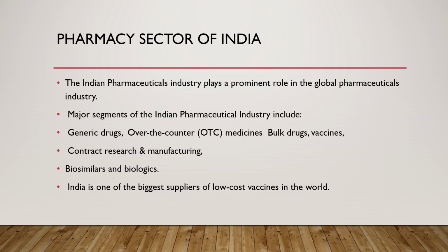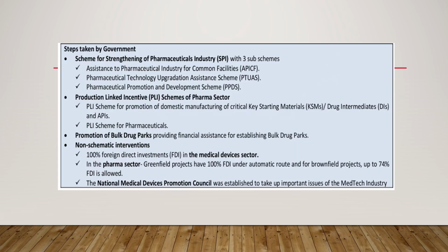About the pharmacy sector of India, the Indian pharmaceuticals industry plays a prominent role in the global pharmaceutical industry. Major segments of the Indian pharmaceutical industry include generic drugs, over-the-counter medicine, bulk drugs, vaccines, contract research and manufacturing, biosimilars, and biologics. India is one of the biggest suppliers of low-cost vaccines in the world.